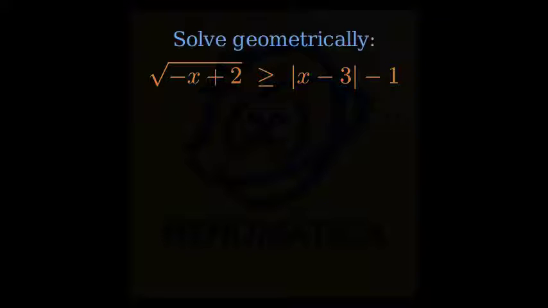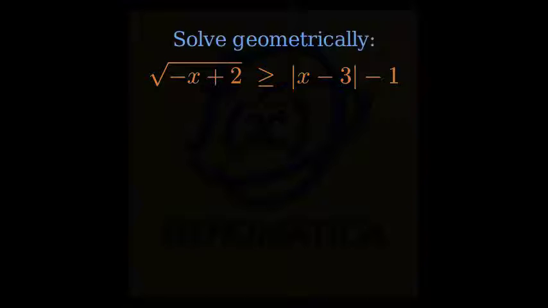In this lesson, we will solve, using an intuitive geometric method, the inequality square root of negative x plus 2 is greater than or equal to the absolute value of x minus 3 minus 1. We'll graph both sides, find where they meet, and read the solution interval from the picture.